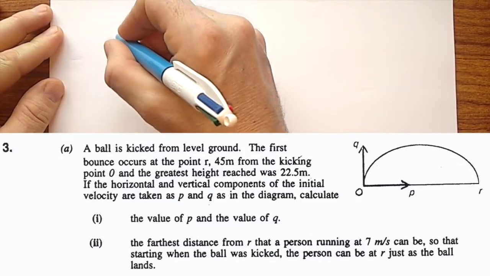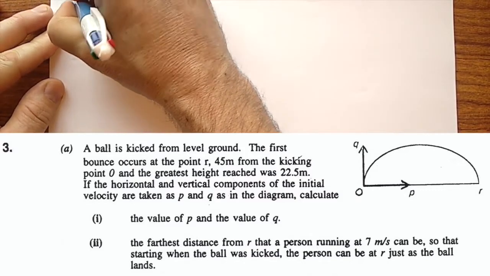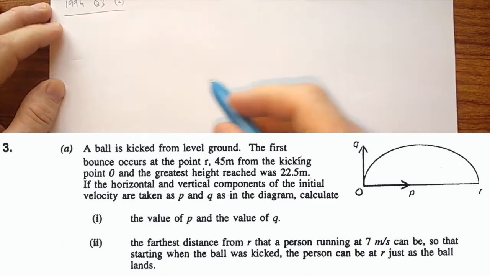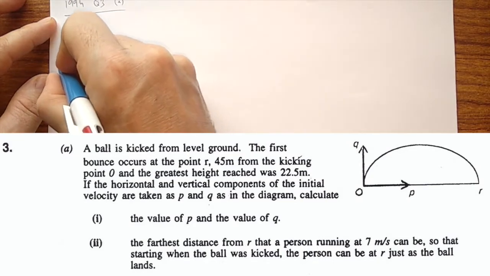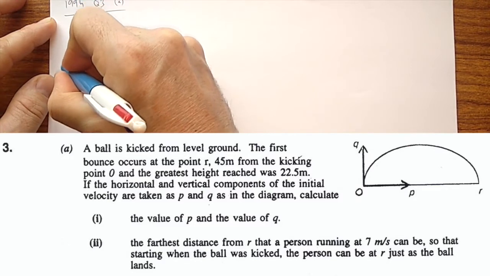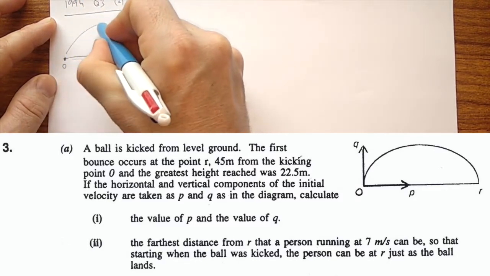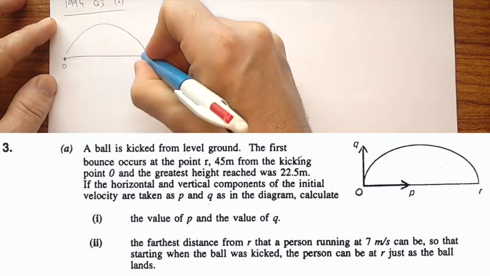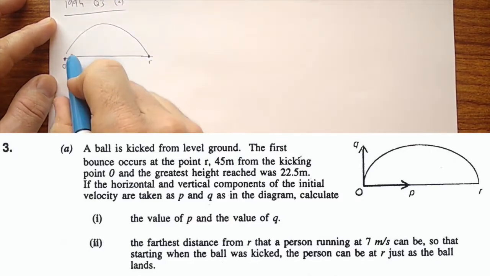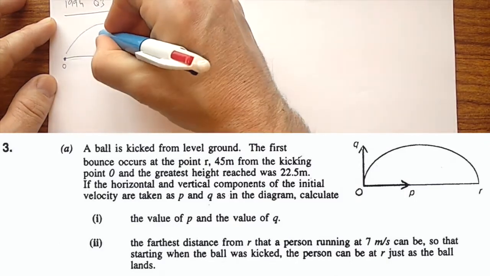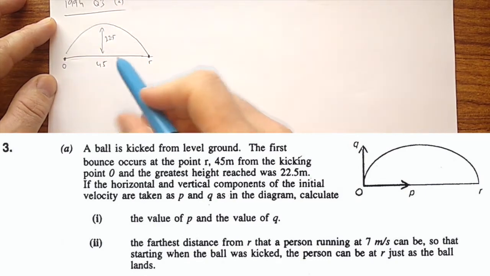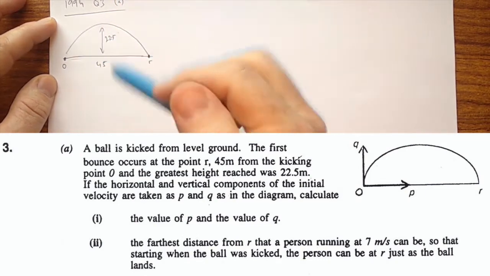Today we're going to look at 1994, question 3, part A. Now, it's a nice straightforward question. We have a little ball that's kicked from this point here, we'll call it O, up and down, and lands all the way over here at a point they call O. We know that's 45 meters along the x direction, and we know that it goes to a maximum height of 22.5. Again, watch your numbers, that's half of 45. We'll see if that's relevant later on.